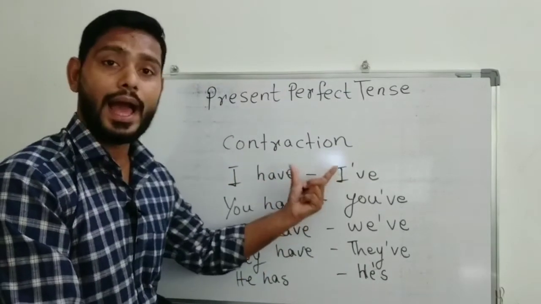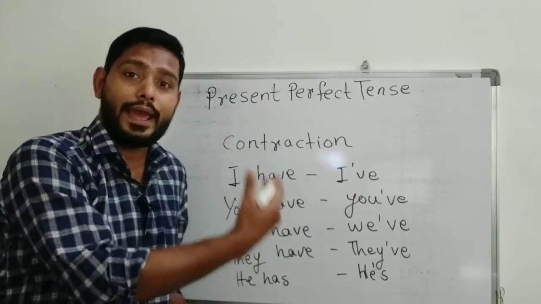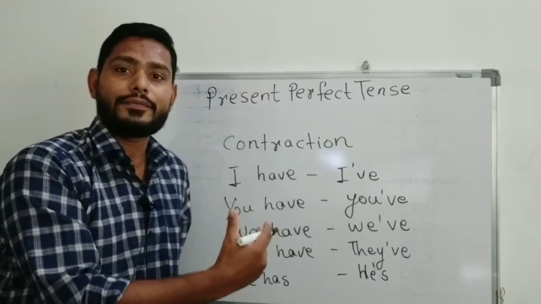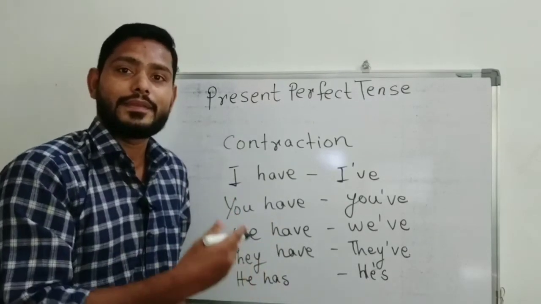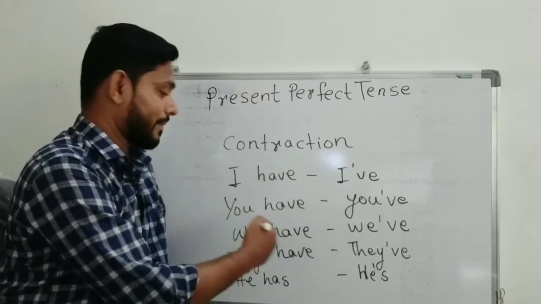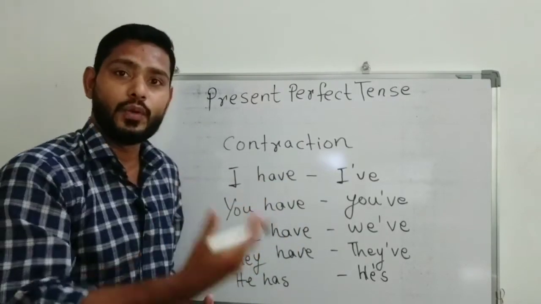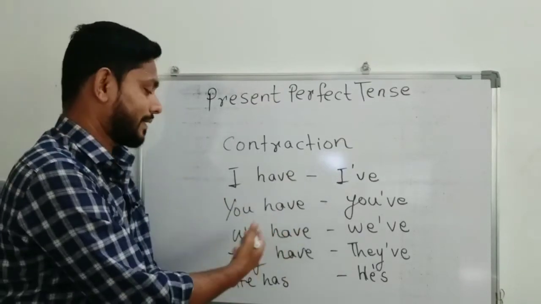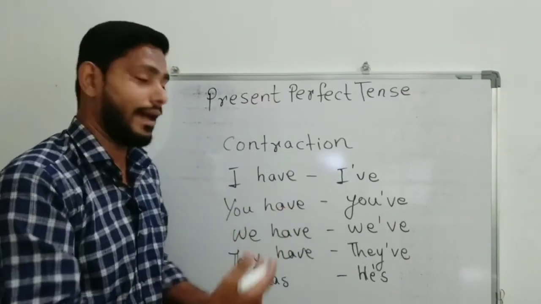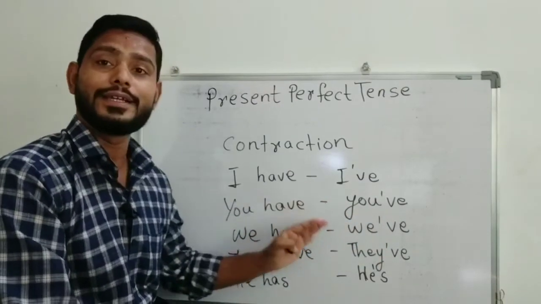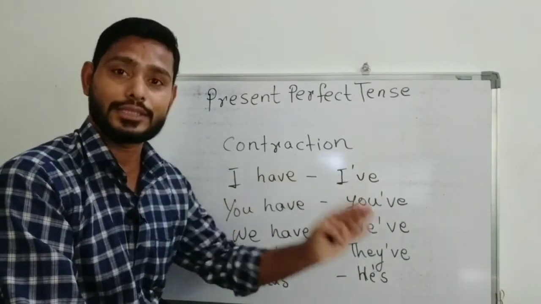I have. I have is not pronounced in full in speaking style. I have a brother. I have a sister. You have. You have. This is some kind of practice. We have, we have. That word "have" is not very clearly stressed.